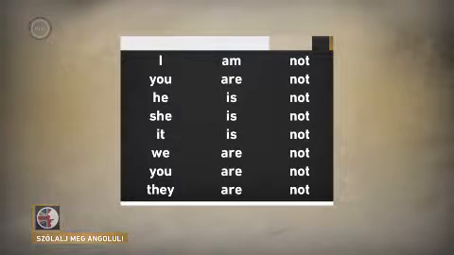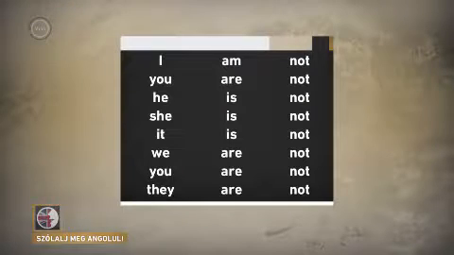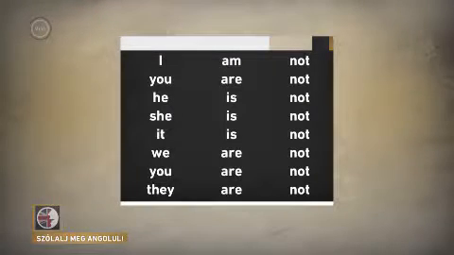Great. Now, let's think about how we make the negative form. Do you all remember? Well, for a start, which word are we going to use to make the negative? Any ideas? That's right, it's our old friend, the word not. To make the verb to be negative, we add not. I am not. You are not. He is not. She is not. It is not. We are not. You are not. They are not.